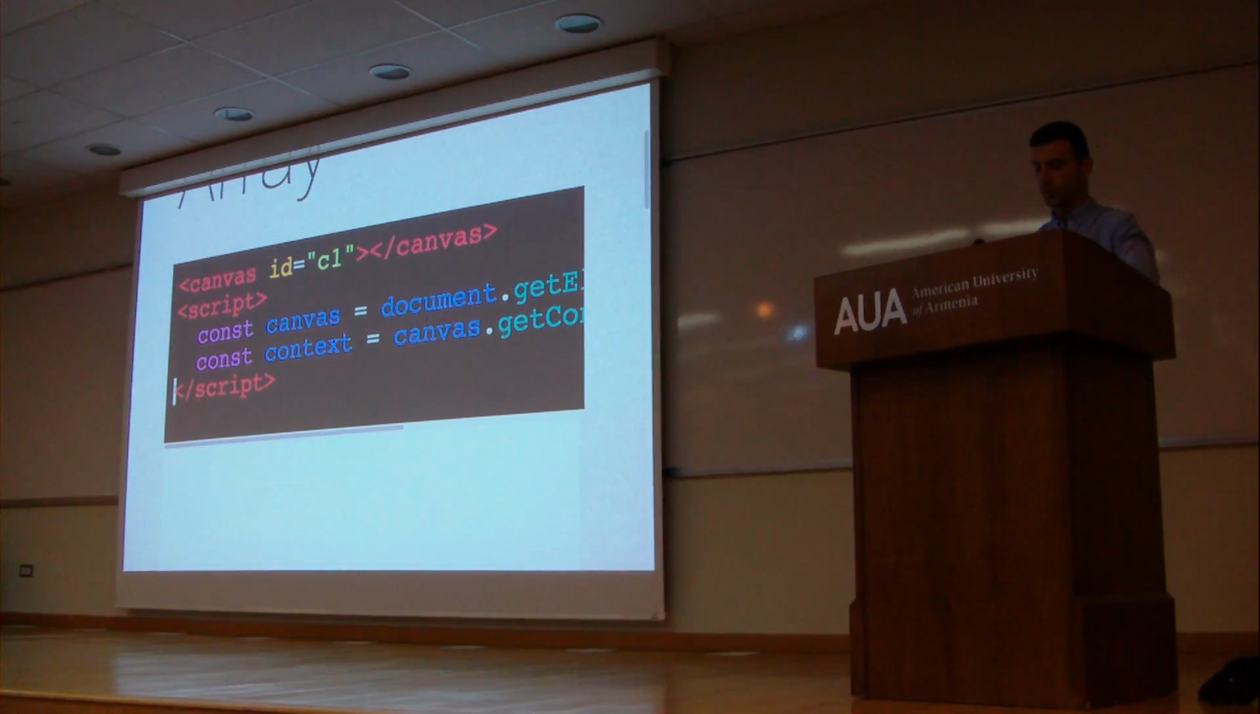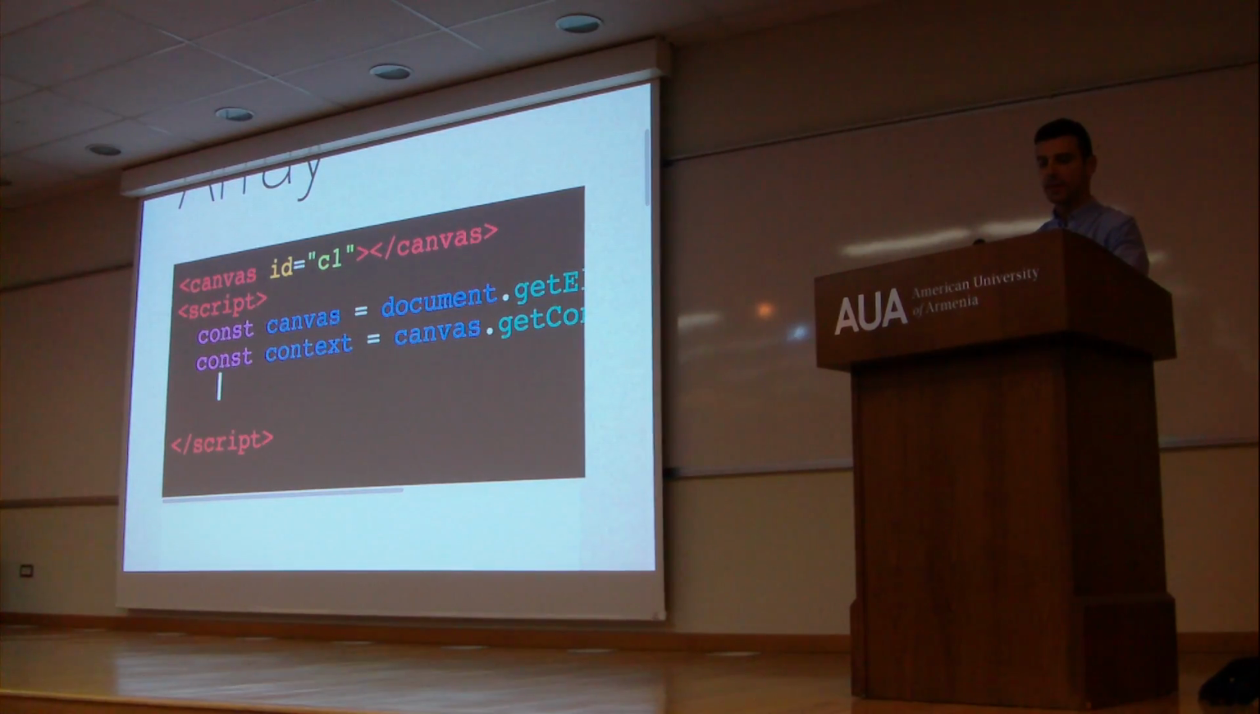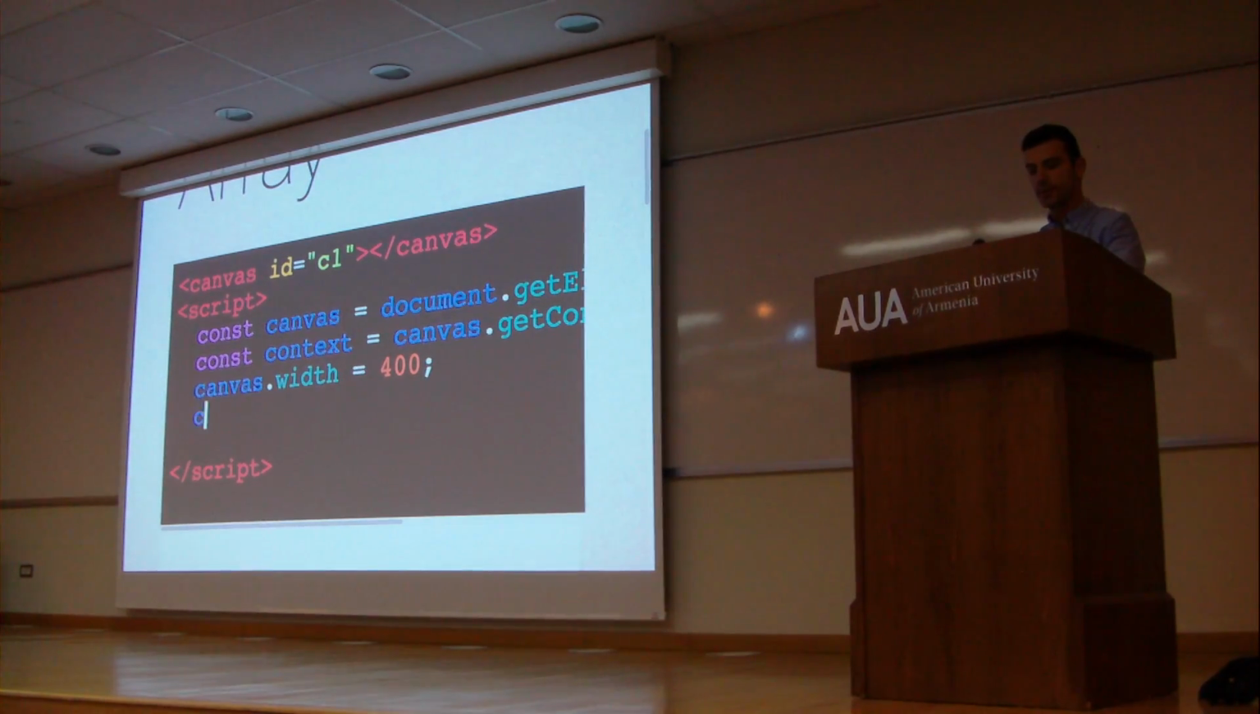So now I can do things like, first of all, let me give the canvas a size. How do I give it a width? Exactly. It's an object, so I can do dot width, which is its attribute, and I can set it to something like 400. So 400 pixels. canvas.height is 300.